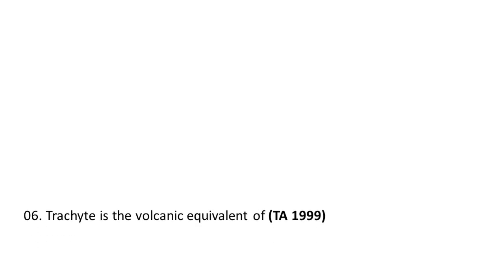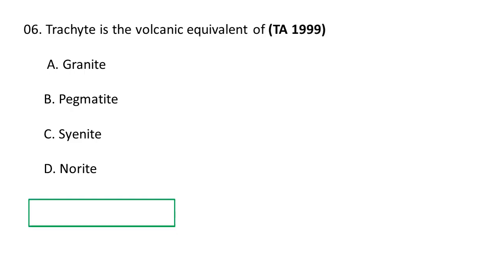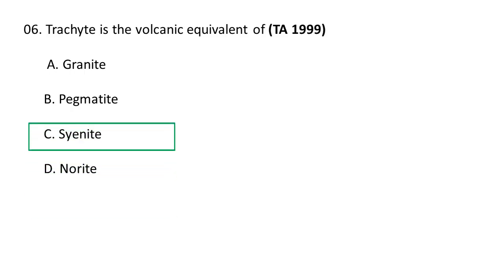Next question. Trachyte is the volcanic equivalent of A. Granite, B. Pegmatite, C. Syenite, D. Norite. Trachyte is the volcanic equivalent of syenite. A trachyte is a light colored fine grained igneous rock that forms when lava very rich in alkali metals and silica cools rapidly, and it is made up of alkali feldspar and small amounts of dark colored minerals. Trachyte is often porphyritic, which means it has large crystals embedded in a fine grained matrix. So the trachyte is the volcanic equivalent of syenite.